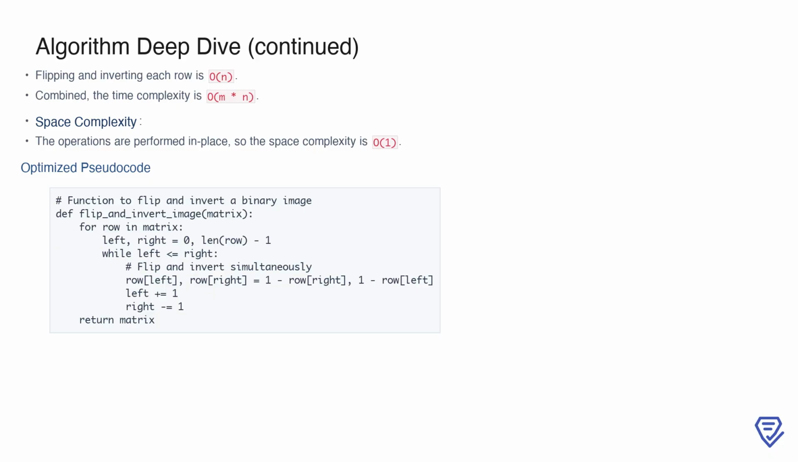To summarize the approach, the pseudocode for this algorithm is as follows. Define a function flip_n_invert_image that takes the matrix as input. For each row, use two pointers, left and right, initialized to the start and end of the row respectively. While left is less than or equal to right, simultaneously flip and invert the elements at these positions using the expression 1 - row[right] and 1 - row[left]. Increment the left pointer and decrement the right pointer to move inward. After processing all rows, return the modified matrix as the result.